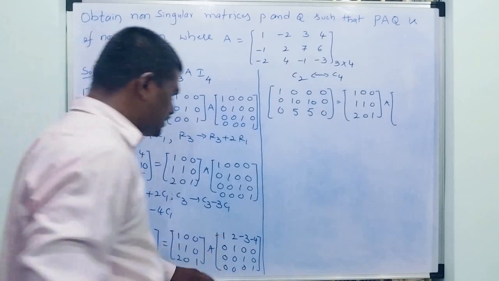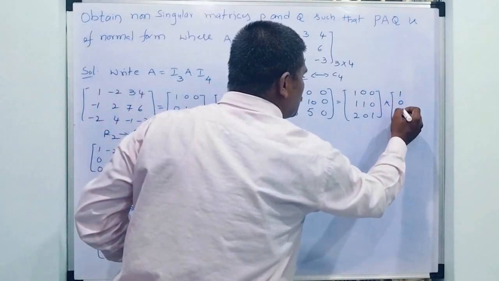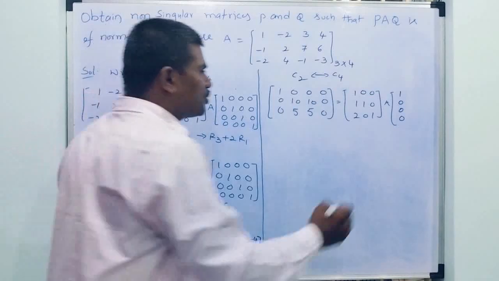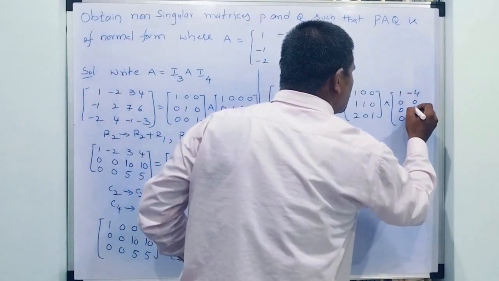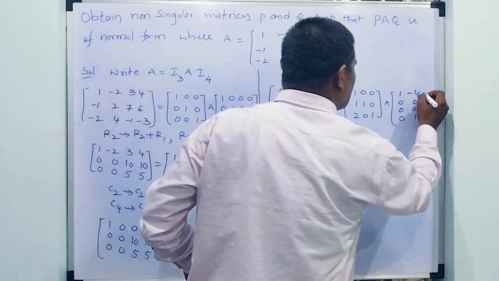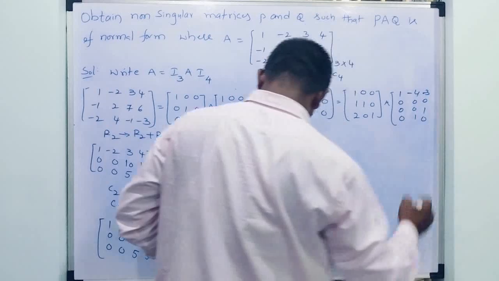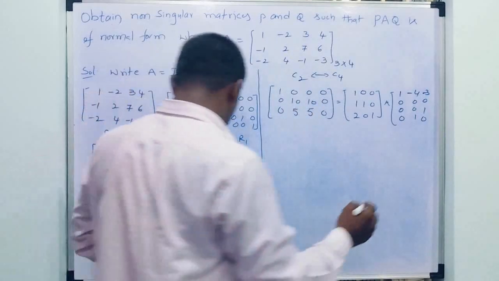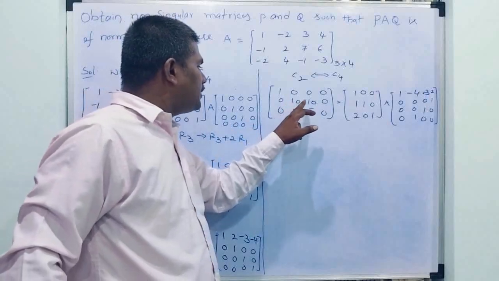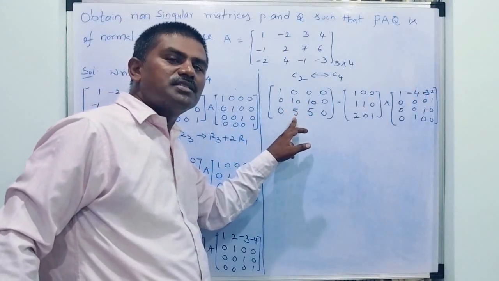That means no change in the first column, so 1, 0, 0, 0. The last column should come to the second column: minus 4, 0, 0, 1. No change in the third column: minus 3, 0, 1, 0. And the second column should go to the last one: 2, 1, 0, 0.